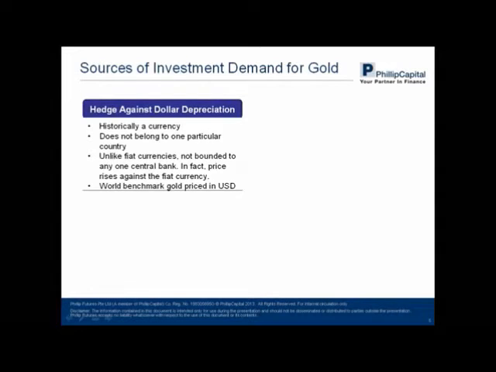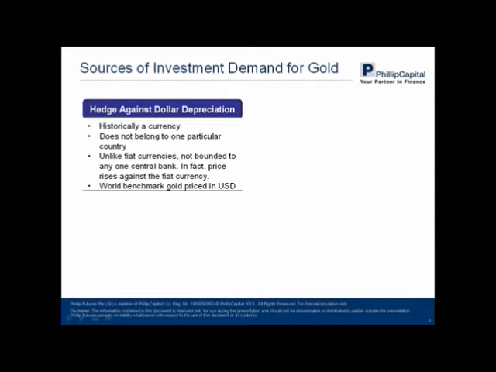Today, gold is approximately $1,320 per troy ounce. So yes, gold is a currency, but unlike other currencies, it does not belong to one particular country. The implication is, its value is not directly tied to the central bank policies of one particular country in the world. That being said, it is still affected indirectly, just like any other currency.